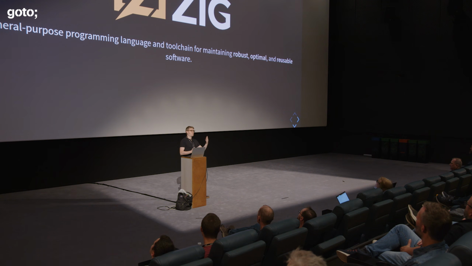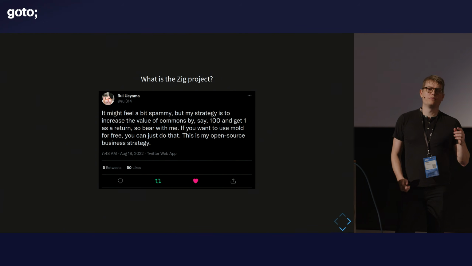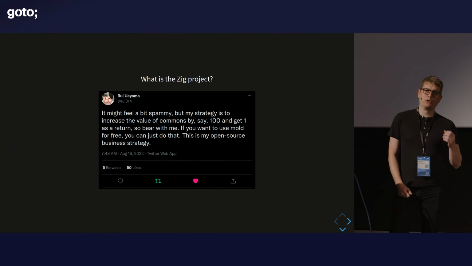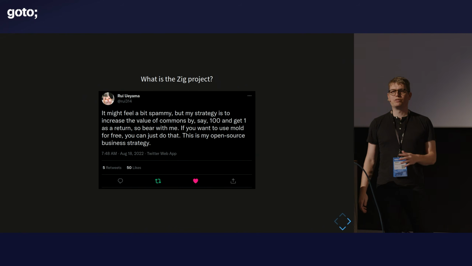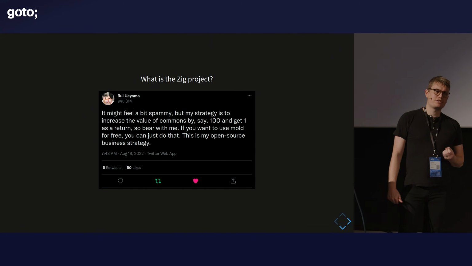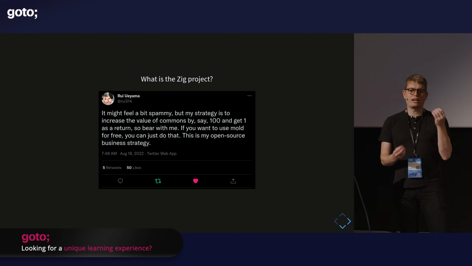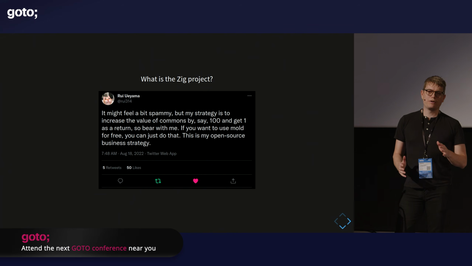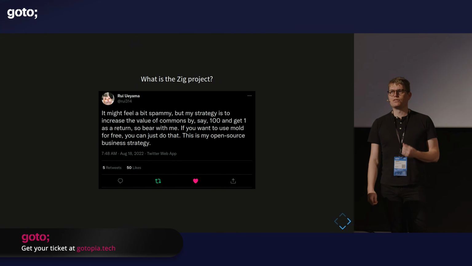But I want to tell you more of the backstory here. I love this quote from Rui. Rui is the guy who makes the Mold project. It's a new linker that is really fast, way faster than all the previous ones. And he writes, it might feel a bit spammy, but my strategy is to increase the value of the commons by, say, 100, and just try to get 1 as a return. So bear with me. If you want to use Mold for free, you can just do that. This is my open source business strategy.